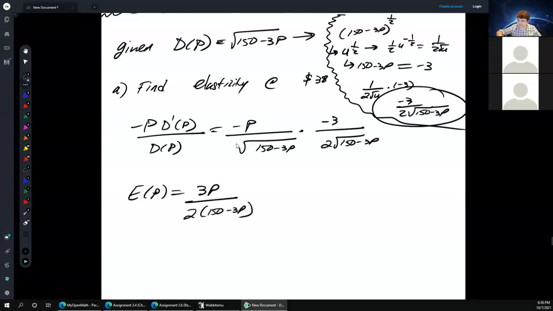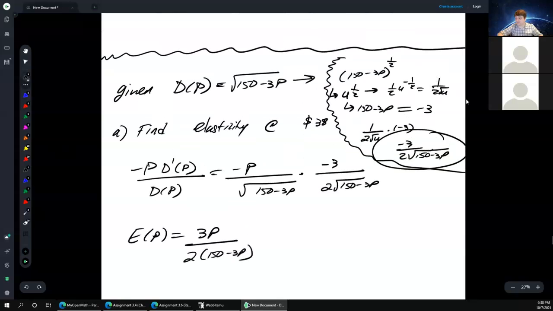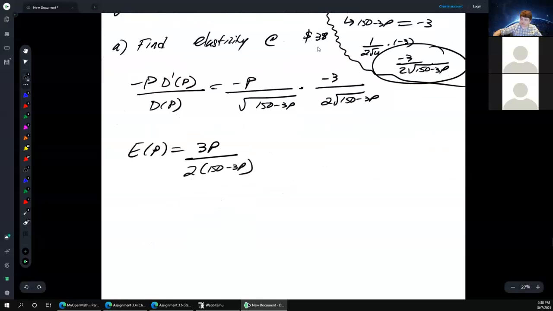Questions on this, anybody? This is finding the elasticity. The derivative here was a little bit harder to work out. But any questions on this so far? All right, so now from here, we're just going to plug in $38. So it would be 3 times 38 all over 2 times 150 minus 3 times 38.